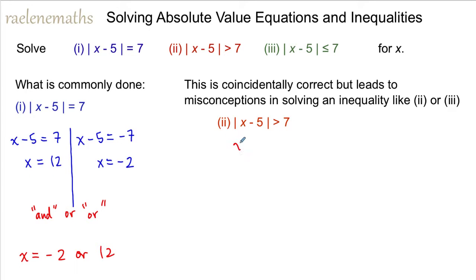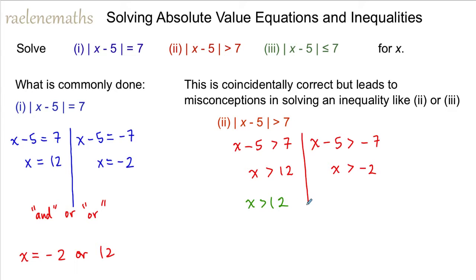If we apply the same setup to number 2 then, we get x minus 5 is greater than 7, then a vertical line, and then x minus 5 is greater than negative 7. Solving this linear inequality by adding 5 to both sides gives x greater than 12, and on the other side, x greater than negative 2. So if we assume from number 1 that the vertical line means or, this is saying that x is greater than 12 or x is greater than negative 2. And the statement here simplifies to simply the set of x values greater than negative 2.